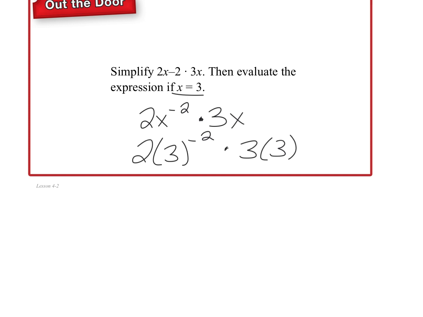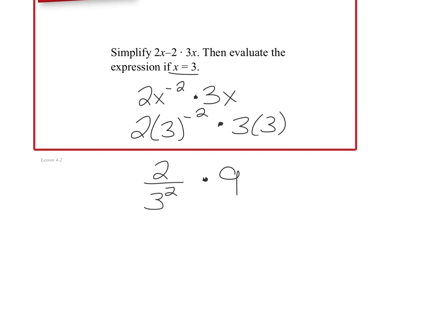So all I did there was substitute 3 in for x. Okay? From here, what do we need to do? Right, because we have that negative second power. So what stays on the top? 2 stays on the top, and then what do I have on the bottom? 3 squared. And then what's 3 times 3 over here? 9. Okay. So let's keep going.